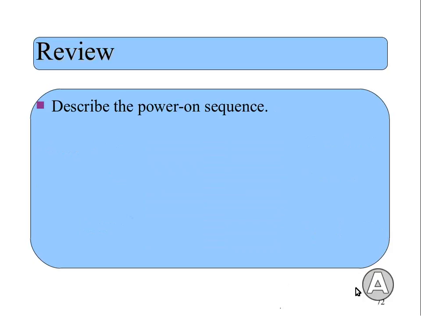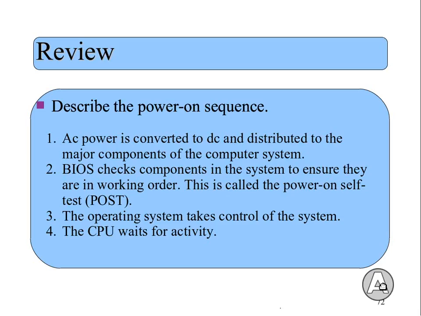Now, what happens when you turn on your computer? Well, there are 4 things that have to happen. When you turn on your computer, you've got to have good power. Then, second, your BIOS has to check to make sure all the components are good. Then the operating system takes control. And then finally the CPU waits for activities.